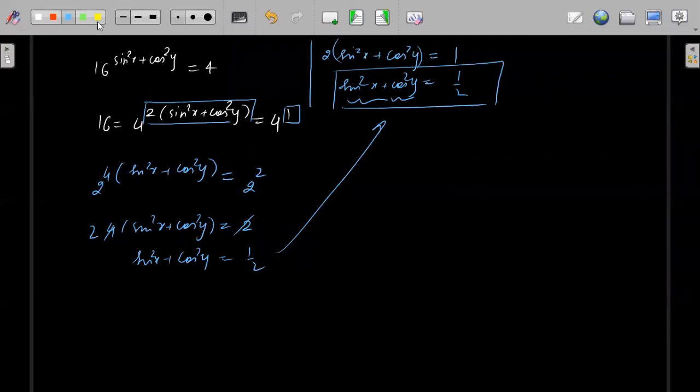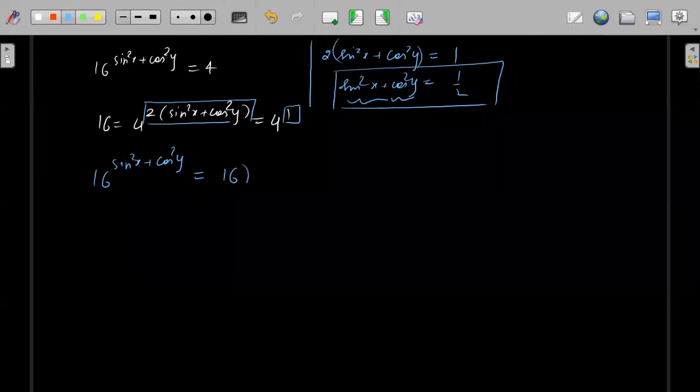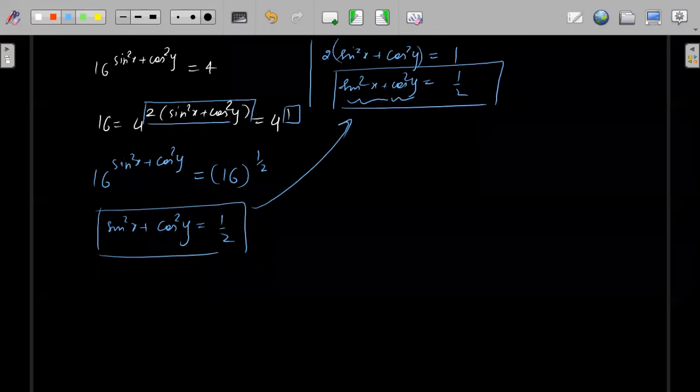Somebody has already said that, sir, we can write 4 as 16 to the power 1 by 2, right? So 16 to the power sine square x plus cos square y is equals to 4, which is 16 to the power 1 by 2. So I can compare these also. If I write sine square x plus cos square y is equals to 1 by 2, even then I'm getting the same value, right?